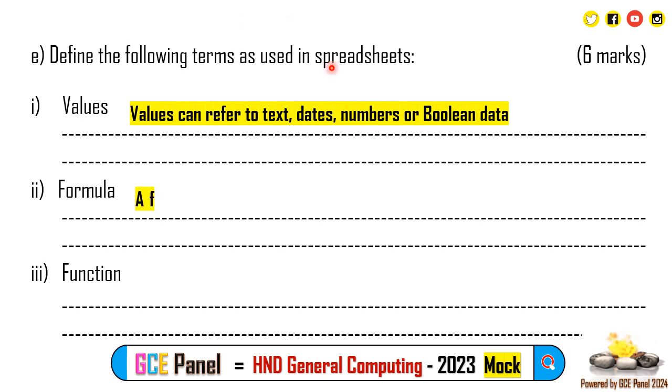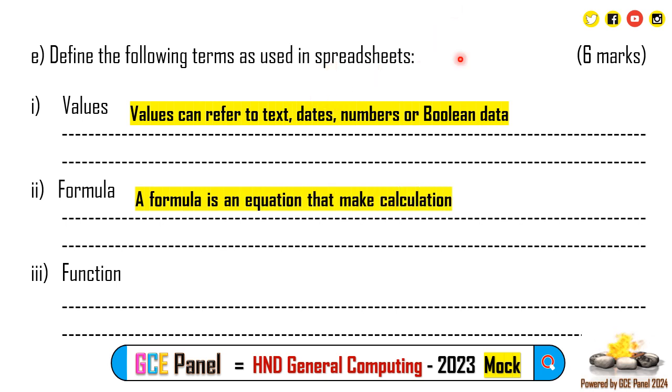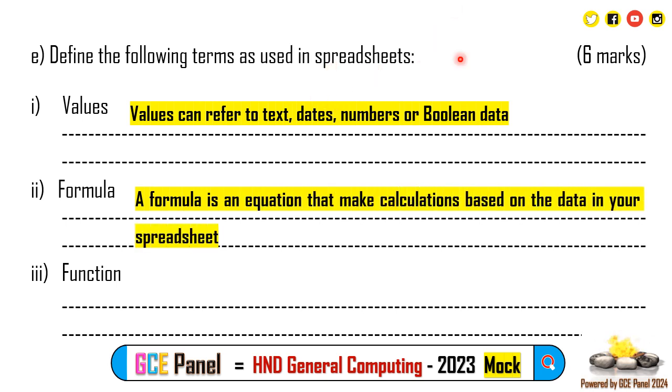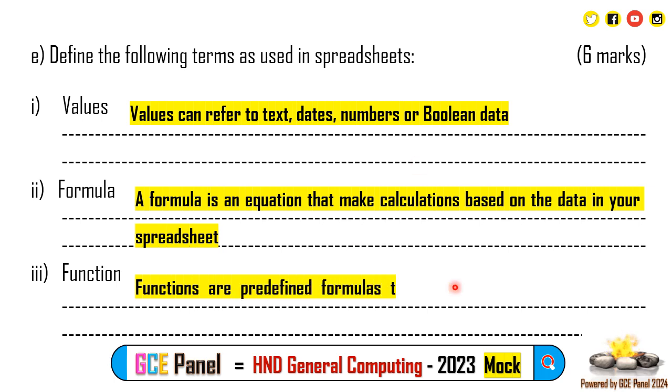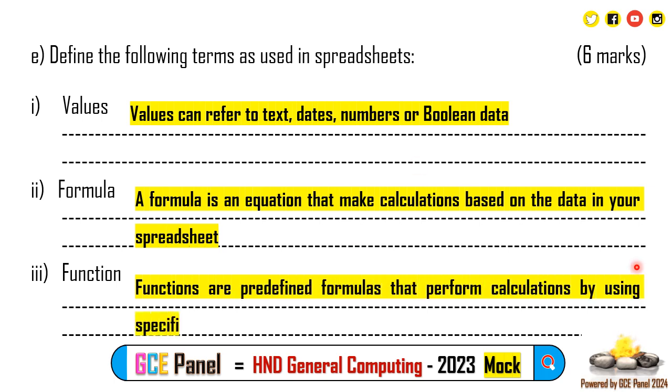What's a formula? A formula is an equation that you have written that makes calculations based on the data in your spreadsheet. Now let's see the difference between formula and function. A function, as used in Excel, is a predefined formula that performs calculations by using specific values. Predefined means it's already in the system, okay? For example, average and standard deviation are all predefined formulas. Call them what? Functions, which are already found in the sheet, okay?